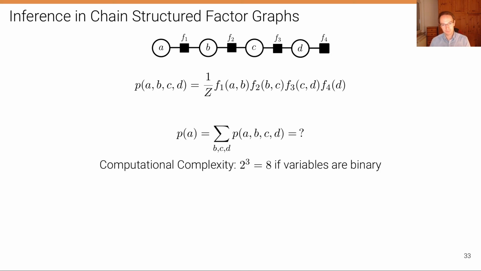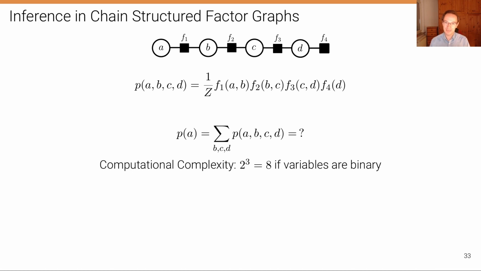Now, if we want to compute the marginal distribution of A, we would have to take this expression and sum over all configurations of B, C, and D. What is the computational complexity of this? Well, if the variables are all binary, then we have 8 terms here. We have 2 to the power of 3 equal to 8 terms, because we have 3 variables that each have 2 possible states. So there are 8 possibilities in total.